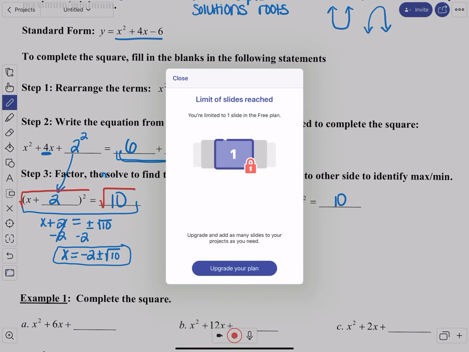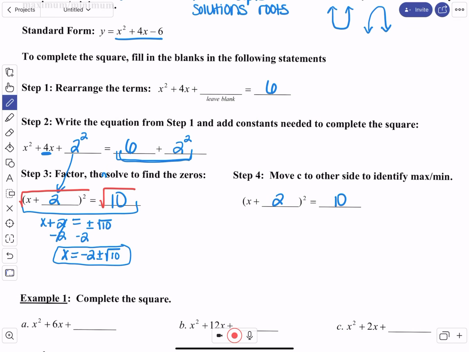Okay, now let's talk about identifying if it's a max or a min by looking at it in this form. What you can do is simply move 10 to the other side. So if 10 goes over to the left side, it's going to be negative 10. And we look at this number and this number because this is considered vertex form. You take the opposite of the number in the parentheses and you leave the 10 as is. So it's going to be negative 10. Okay?